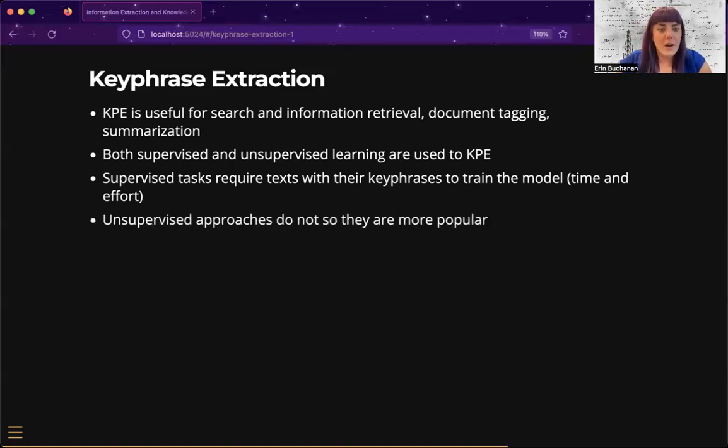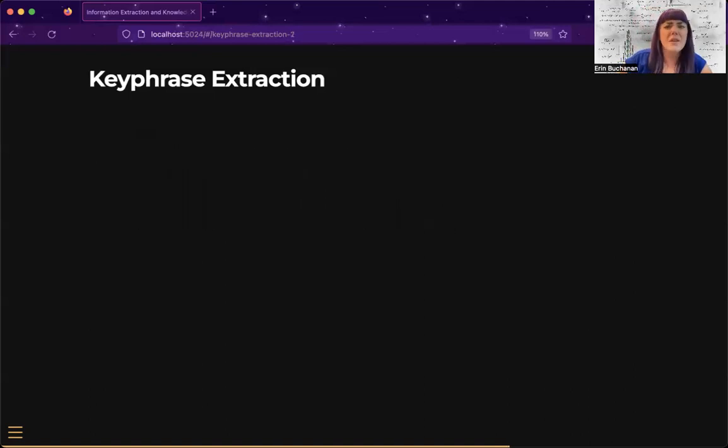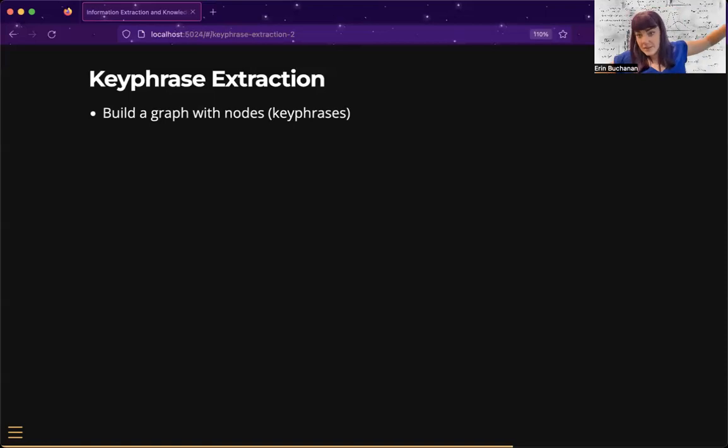And therefore, unsupervised approaches don't require this, and they're more popular. Right? Unsupervised approaches, way more popular. Okay. Also very easy to code when you can get your packages to play along together. Okay. And I'll talk about that in a minute. So here's how it works: it builds this kind of graph.